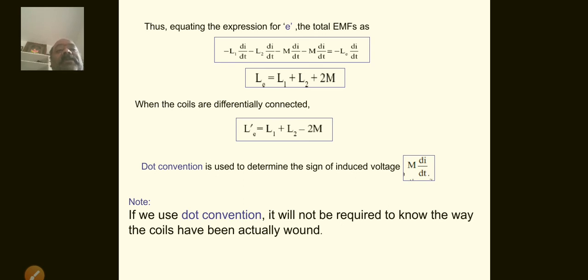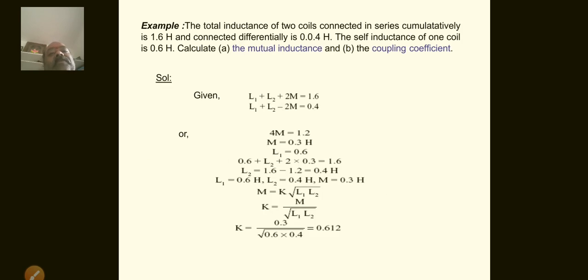This is the series aiding case. If you connect them in series opposing, then the coils are connected in opposite directions, so LE dash is equal to L1 plus L2 minus 2M. The dot convention is used to determine the sign of the induced voltage, M di by dt. If we use the dot convention, it is not required to know the way the coils have actually been wound. The dot convention indicates whether the coils are series opposing or series aiding.